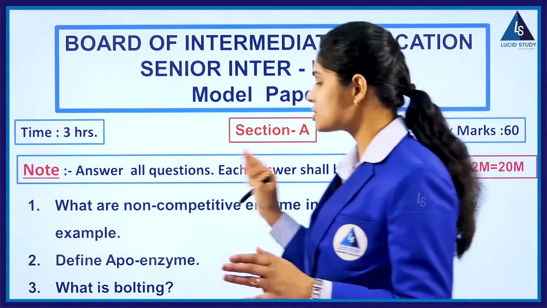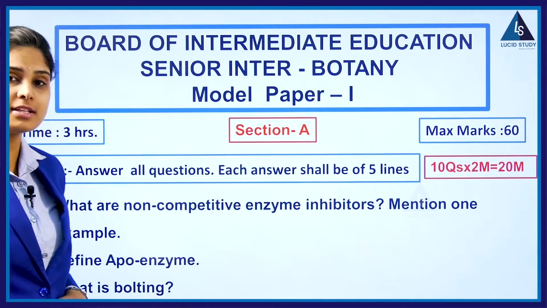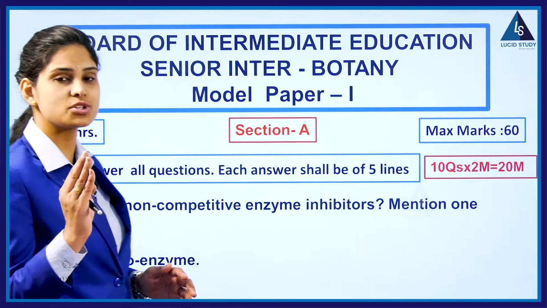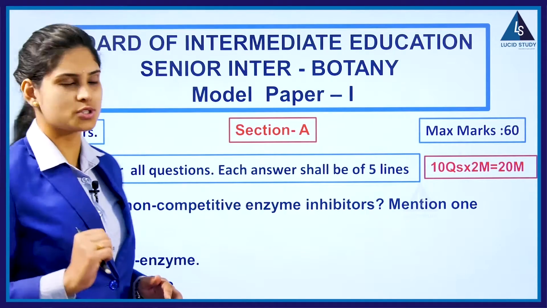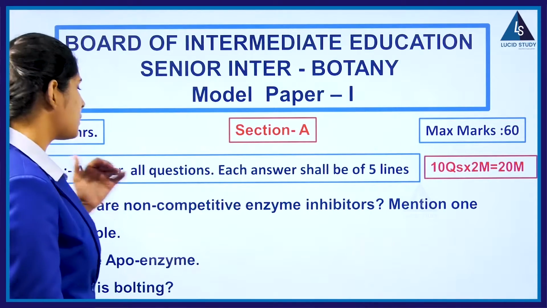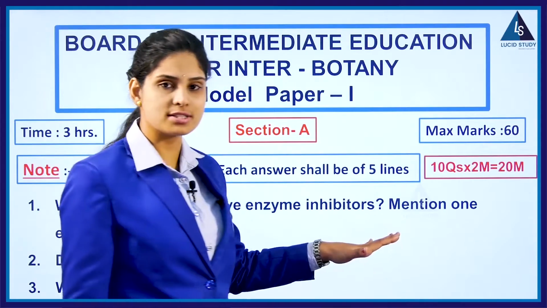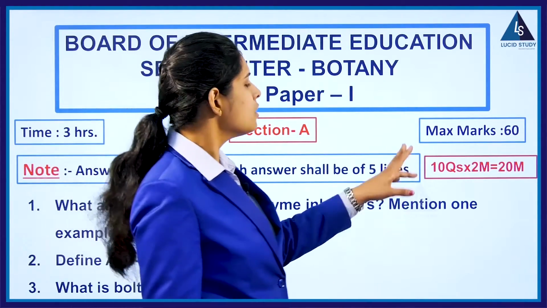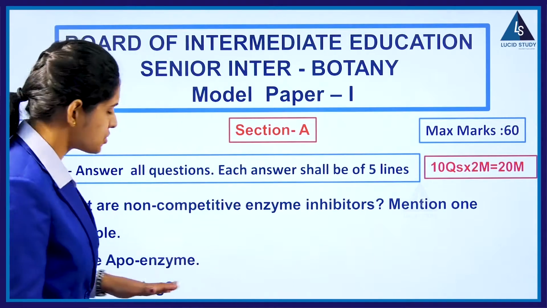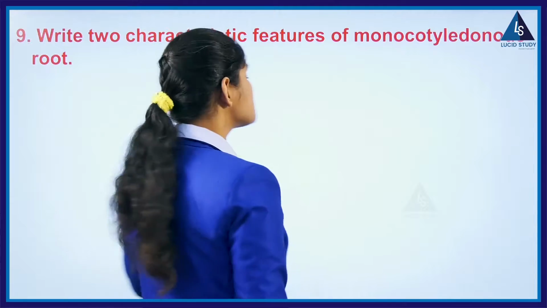Yes, so the whole examination is for 3 hours, whereas the maximum marks are 60, and hence we have 3 sections as we know, section A, B and C, and choice starts from section B and also in section C. Section A has a note like answer all questions, each answer shall be of 5 lines, whereas this section consists of 10 questions of 2 marks each, where 10 to 20 marks are the total scoring of this section. Question number 9 is write 2 characteristic features of monocotyledonous root.